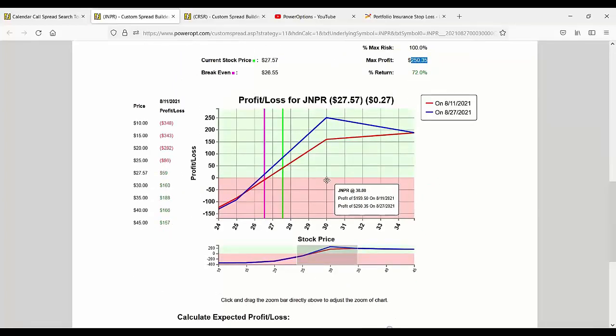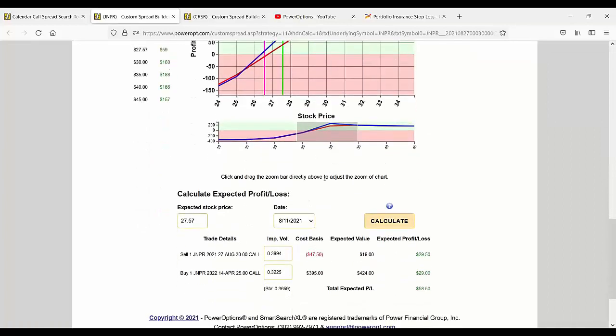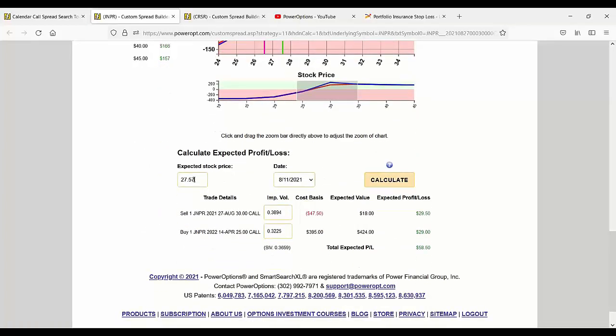And you can check that very quickly on the profit and loss chart. You have to simply just scroll down to the bottom, put in our price of $30, and the near-term expiration date of August 27th.